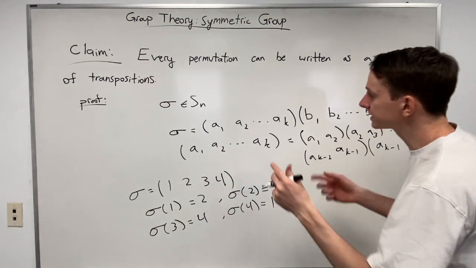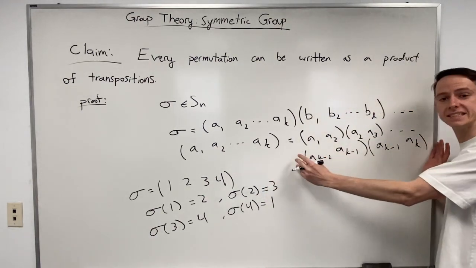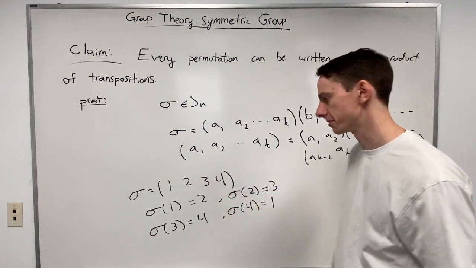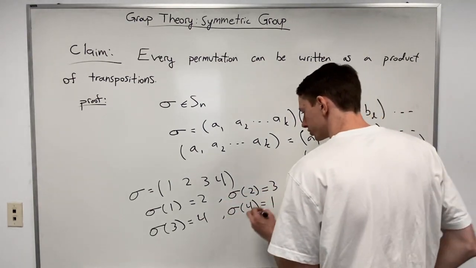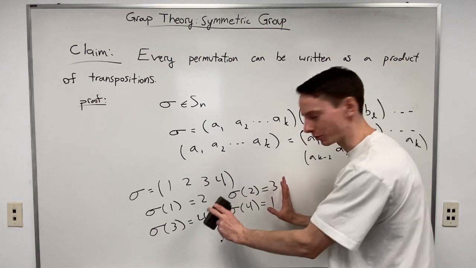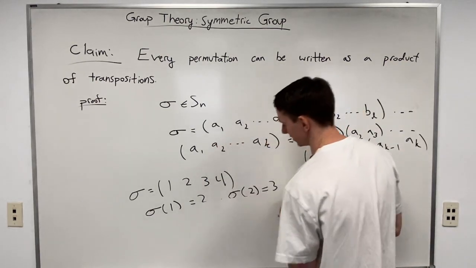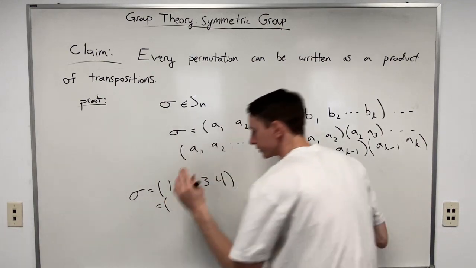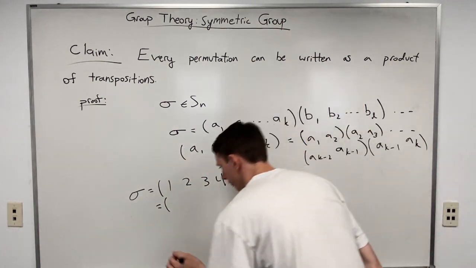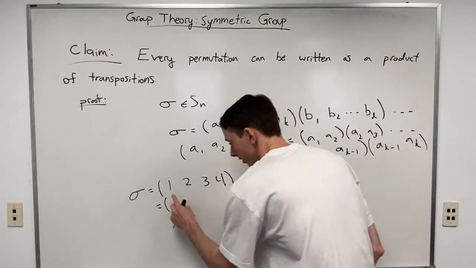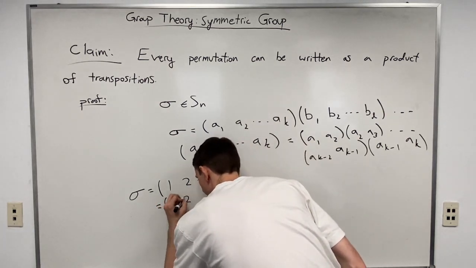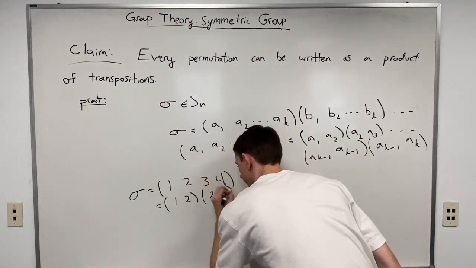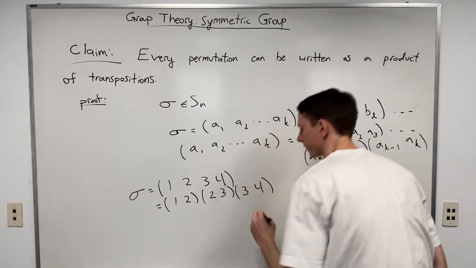Now let's apply this decomposition and show that we get the same thing. So we can also write, hopefully we have these in our head. Probably didn't even need to write those, but it's okay. We can rewrite this 4 cycle as a product of transpositions. So we can write it as (1 2), then (2 3), then (3 4).